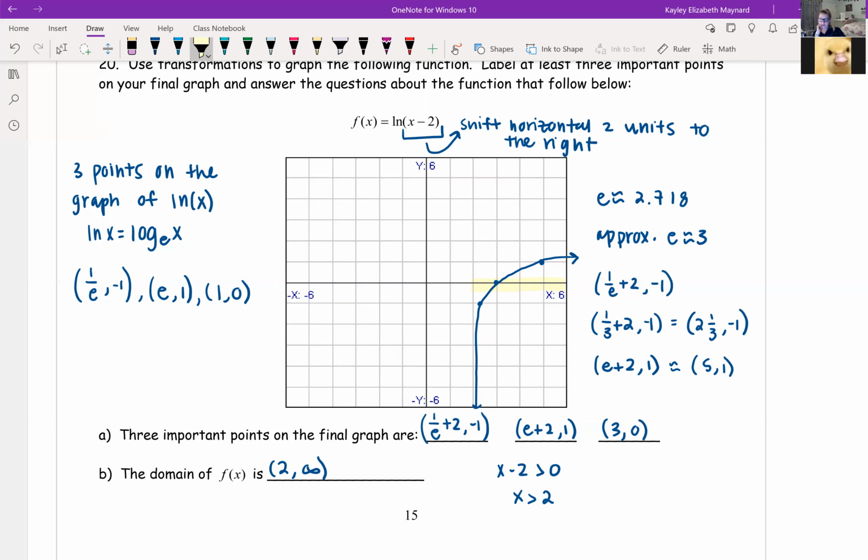Okay. Anything else in reference to this problem or any other problem in the study guide?